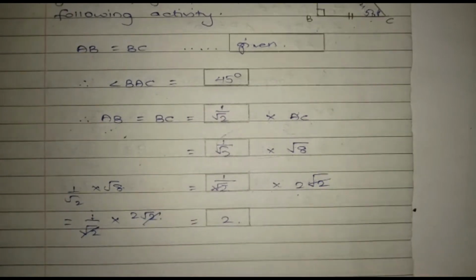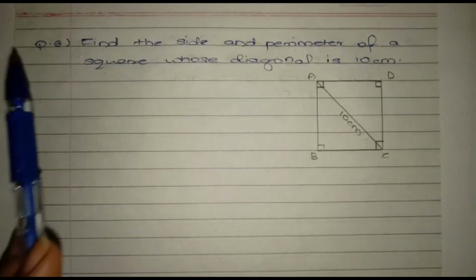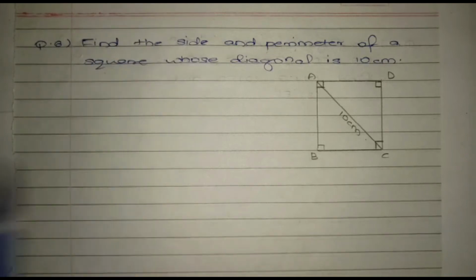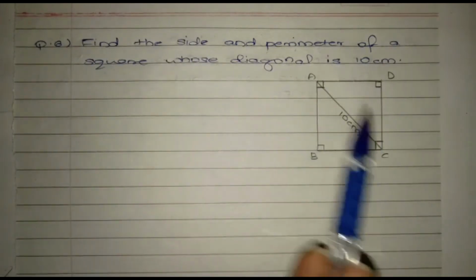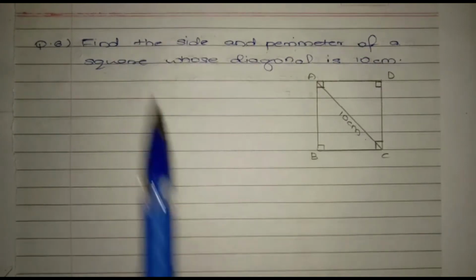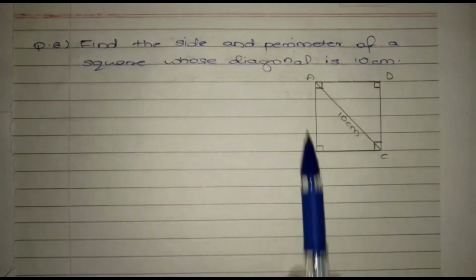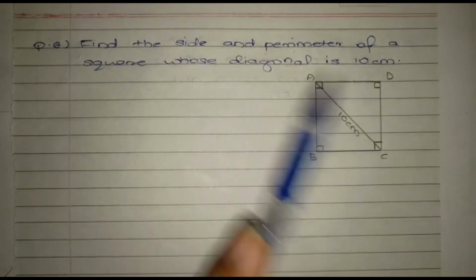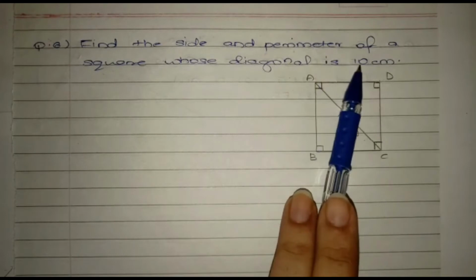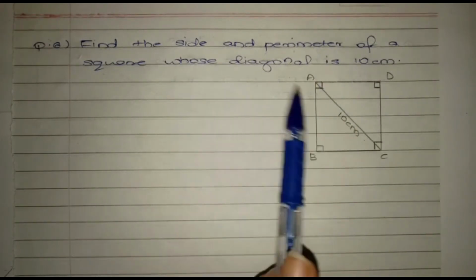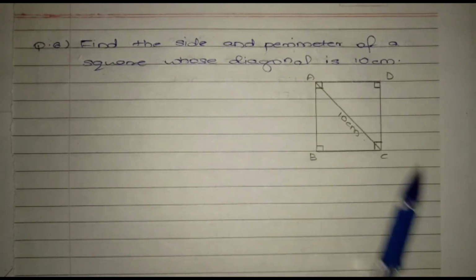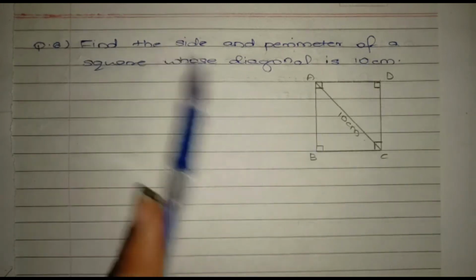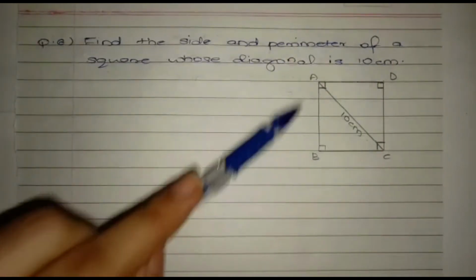Now let us start with the sixth question. In the sixth question of practice set 2.1, we are asked to find the side and the perimeter of a square whose diagonal is 10 cm. Here I have considered a square ABCD with diagonal AC of 10 cm, and we have to find out the side of the square and the perimeter of the square.